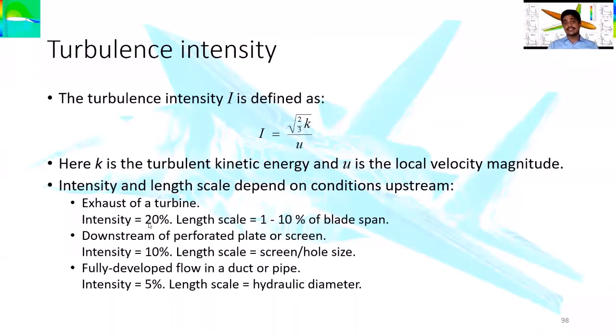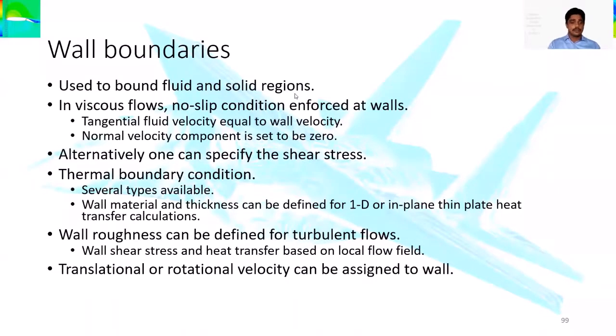For downstream, upstream, and fully developed flows, these are the standard ranges they have given. The intensity can be 20%. In case of downstream of a perforated plate or screen, it can be 10%. In case of fully developed flow or a duct, it is 5%. That means in our programming code we are already defined with this range, and an option is provided for us to choose this. So let us discuss the next one, that is the wall boundary.